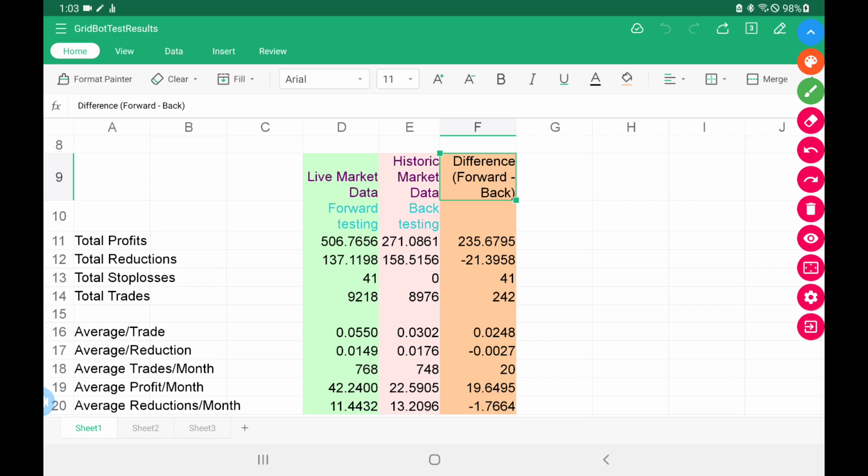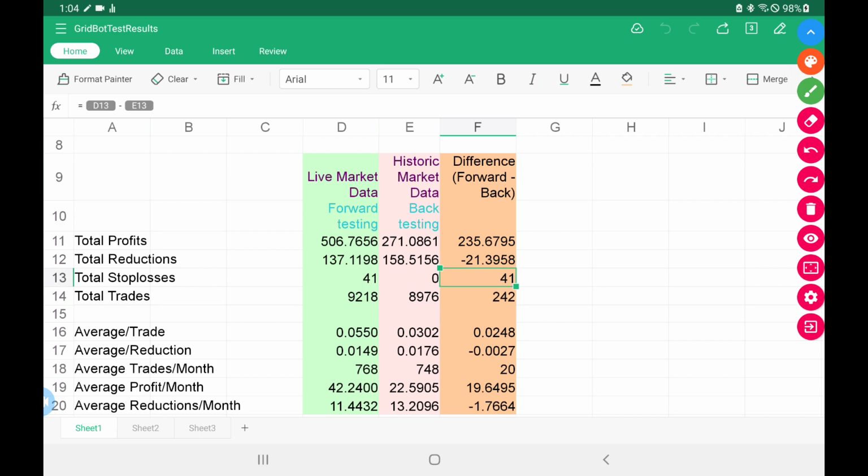Okay, I've just quickly added a difference between the live market and historical market so we can see an accurate comparison. The difference is the live market showed a higher profit of $235 more than the historical data. The live market was $21 less in reduction, meaning that it took more profit than the historical market just on the basis of a reduced reduction amount.